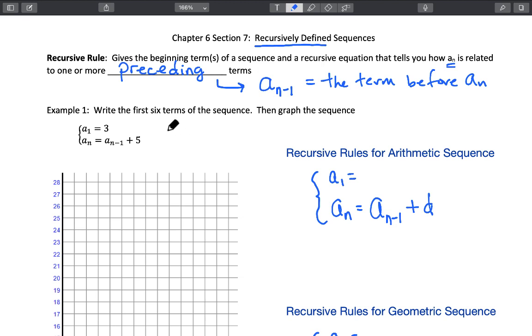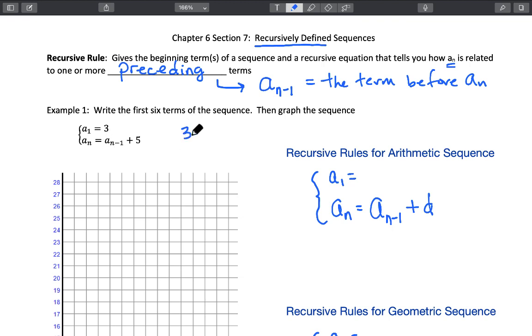So let's get an example of what a recursively defined arithmetic sequence looks like. Over here in example 1, it says to write out the first 6 terms of the sequence, then graph it. A sub 1 is 3, so notice that it gives me the first term. Then a sub n, another way to think about that is the next term, is equal to a sub n minus 1, that's the preceding term, plus 5.